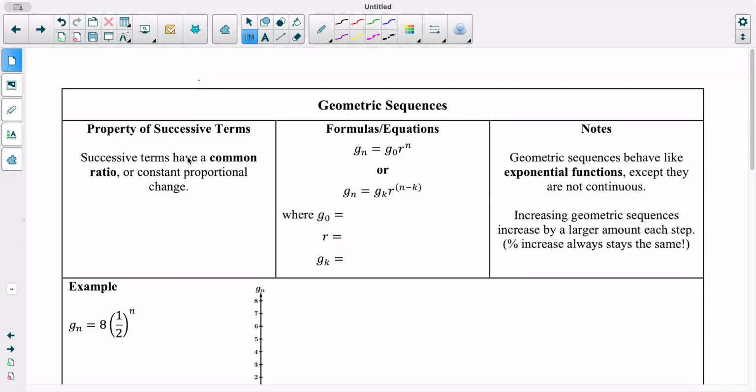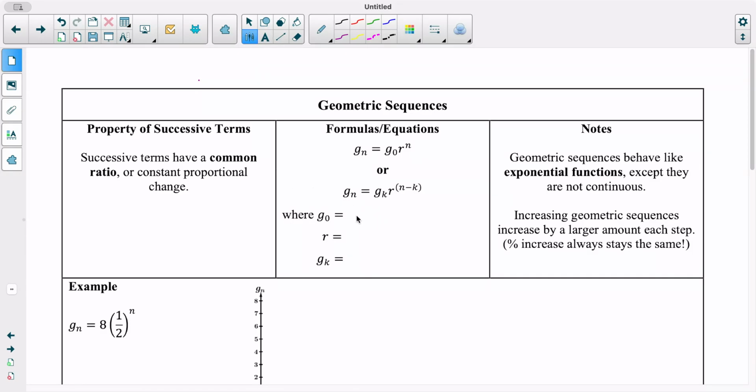All right, so geometric, like I said, are exponential, and that means they have what's called a common ratio, or basically proportional change, which means you are multiplying, even if it's by a fraction, you are multiplying to get your successive terms. Okay, remember ratio is just basically a fraction, so there's times your numbers will be getting smaller because you're actually multiplying by a fraction.